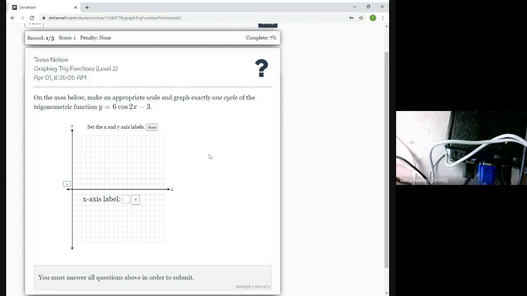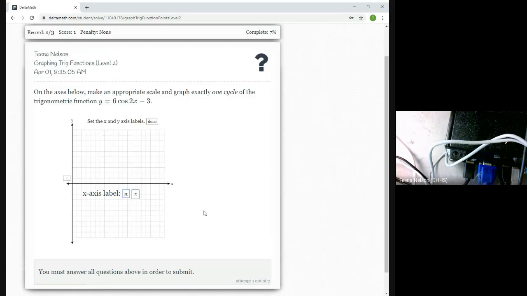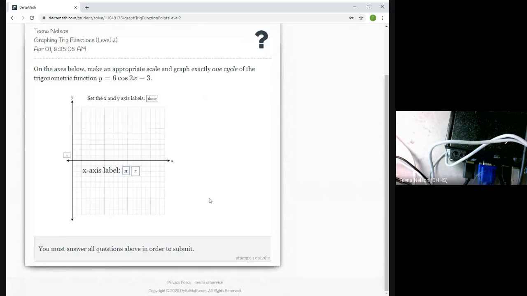And then I need to figure out what the period is for my x-axis label. So remember, to find the period, you have to look at your b, and your b in this scenario is 2. So the period is always 2 pi divided by b. So if I take 2 pi and divide it by 2, then that gives me pi for the period. Okay, so I'm going to come down here to this x label, and I'm going to just click on the pi symbol. So that's going to be my period. And then I'm going to go ahead and submit that.